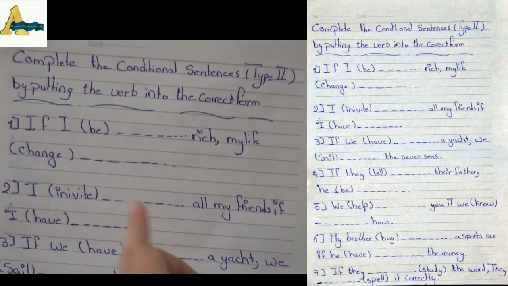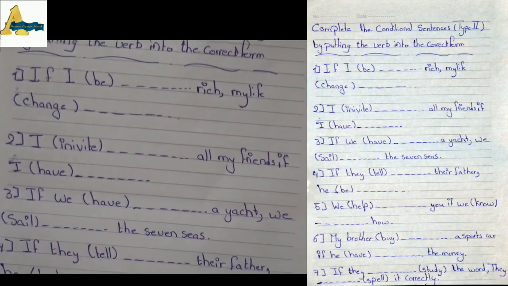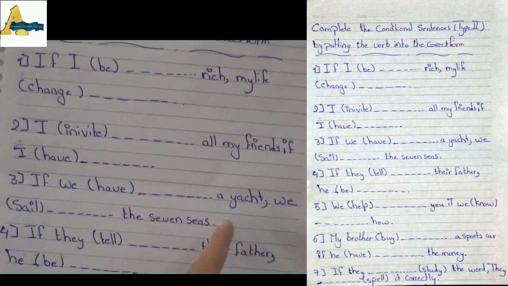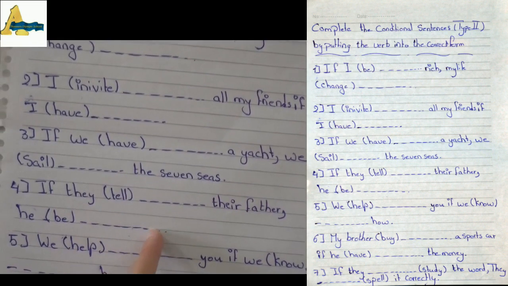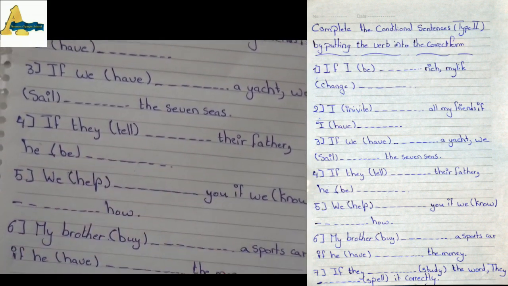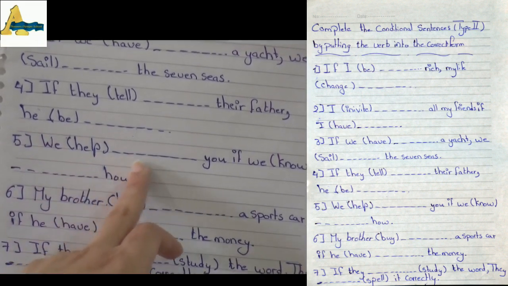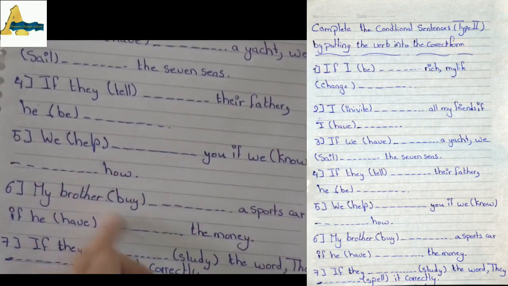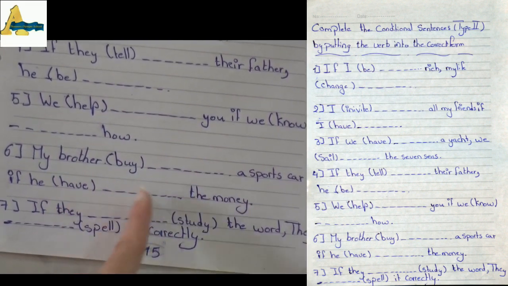I would invite all my friends if I had time. If we had a yacht, we would sail the 7 seas. If they told their fathers, he would be happy. We would help you if we knew how. My brother would buy a sports car if he had the money.